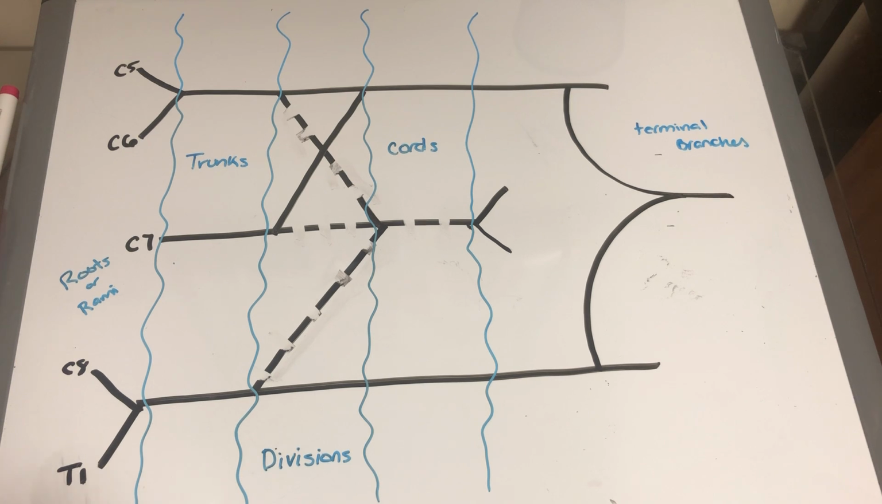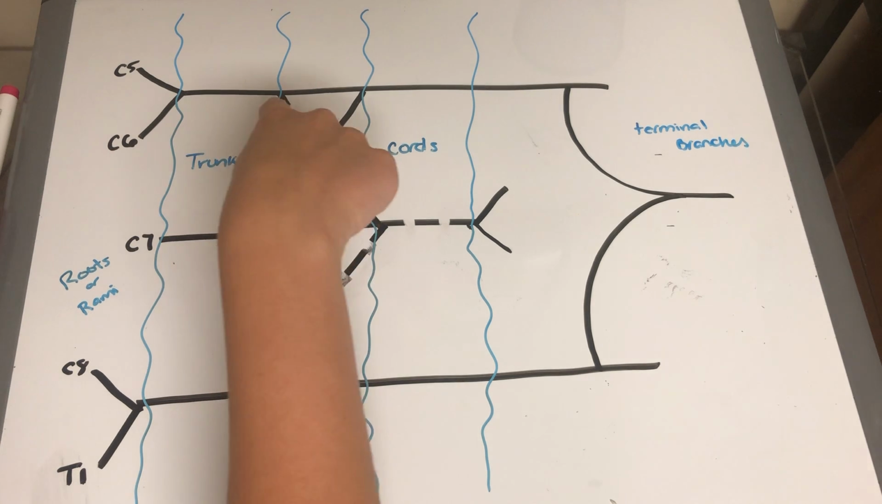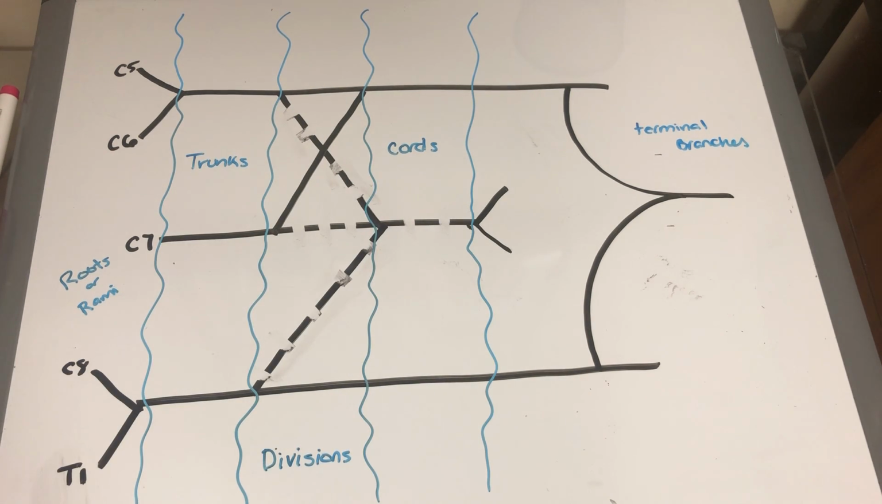An acronym that can be used for this is Randy Travis Drinks Cold Beer. That was the acronym that was given to us today in class. And as you might see with my messy dotted lines, those ones are going to the posterior portion of the upper extremities, and the regular non-dotted lines are going to the anterior portion.